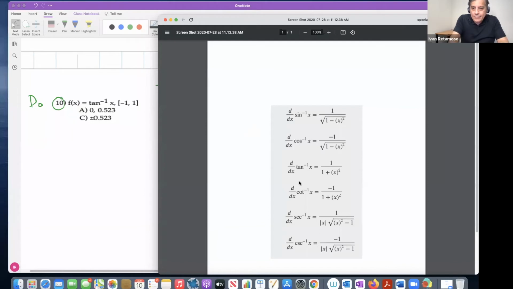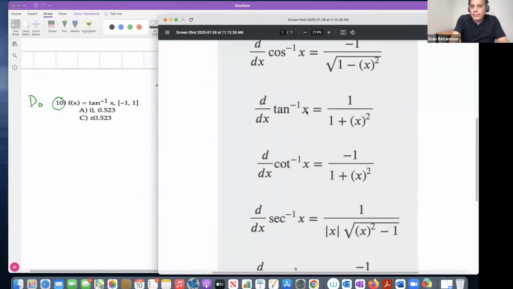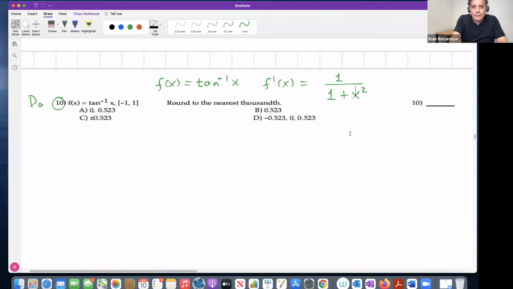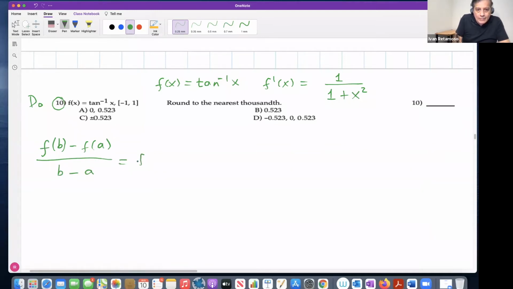There it is, right? You see it? Derivative of tangent inverse is 1 over 1 plus x squared, right? Have these sheets printed out in case you have not memorized these results, but this is the derivative. With this derivative, guys, try to set the average rate of change of the function equal to the derivative of the function evaluated at some point C, some input value C between -1 and 1, right? This is what the conclusion of the mean value theorem is, right?